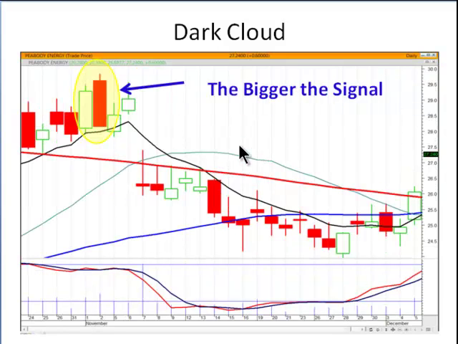And like all candlestick signals, the bigger the signal, the more compelling there's been a change of investor sentiment. The nice thing about the visual aspects of candlestick signals is that we can see when there's been a major change of investor sentiment. Those signals get inordinately big compared to the rest of the trading in that previous uptrend.